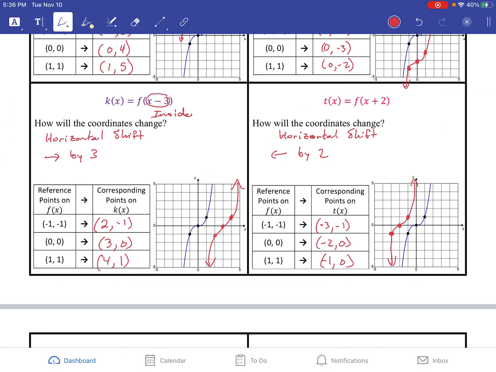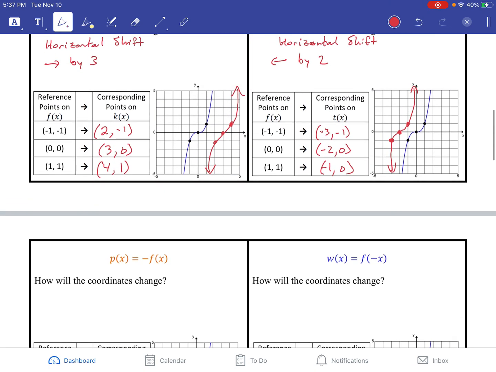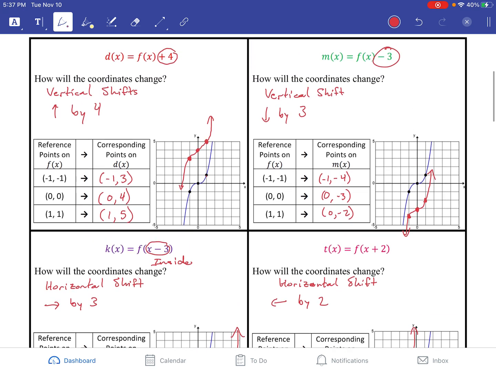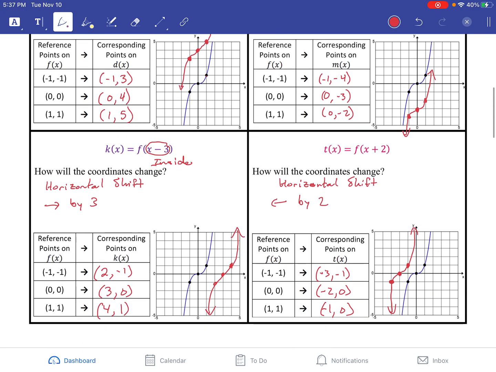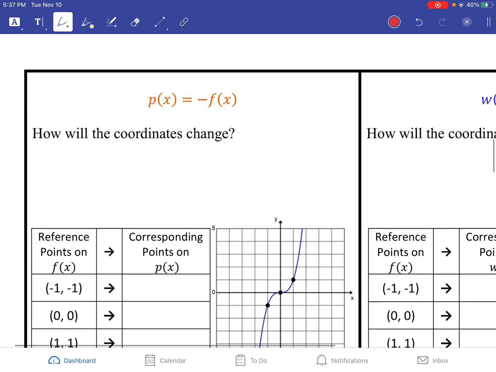All right, let's see the next thing. Again, kind of in review, just because that's going to affect these two. Notice what happens on the outside versus the inside. Outside's vertical shifts, inside horizontal shifts when you're adding or subtracting. Now what we're doing is multiplying. We are multiplying the outside of the function by a negative number.